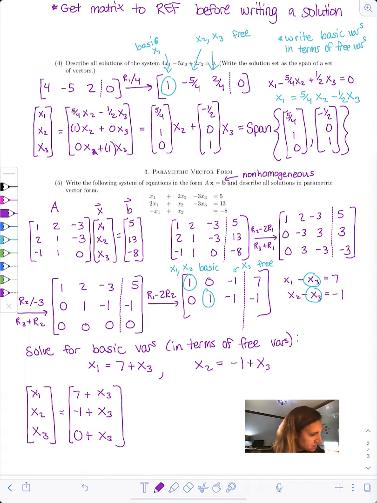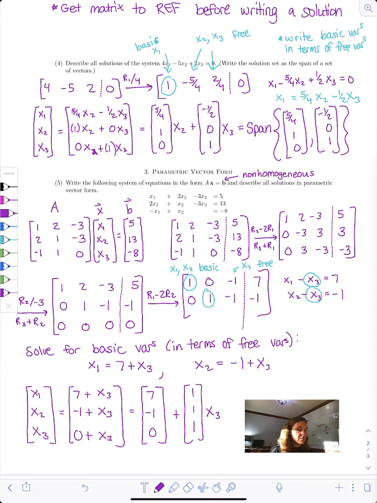And what you'll notice is this looks a lot like what we had before, except we have a column that doesn't have any x's on it. And that's okay. We can treat it kind of the same way by writing a column and then plus a column vector that's multiplied by our free variable. And so this x3 here is also thought of as the parameter. It's the thing that you can change.